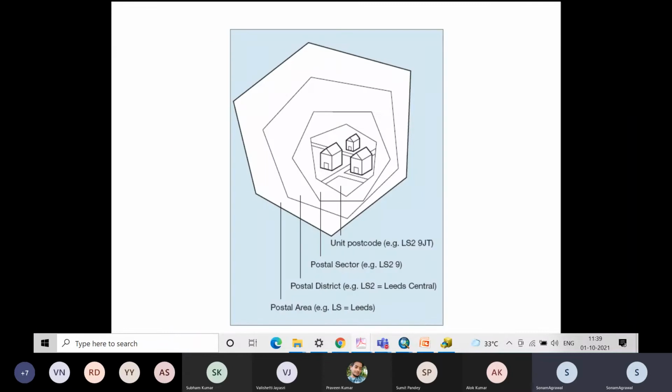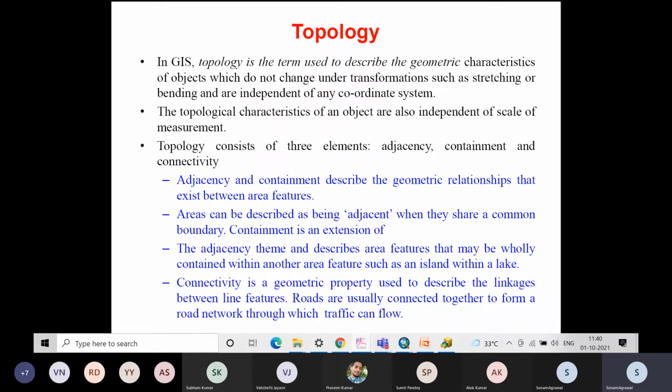Okay. Again, an example you can see on the screen over here is the example of the UK. First there is the unit postcode, then the postal sector, then the postal district, then the postal area. Okay. So this is a non-coordinate system of expressing any location. But formally, when we do spatial referencing, we go either for the geographic coordinate system or the projected coordinate system.